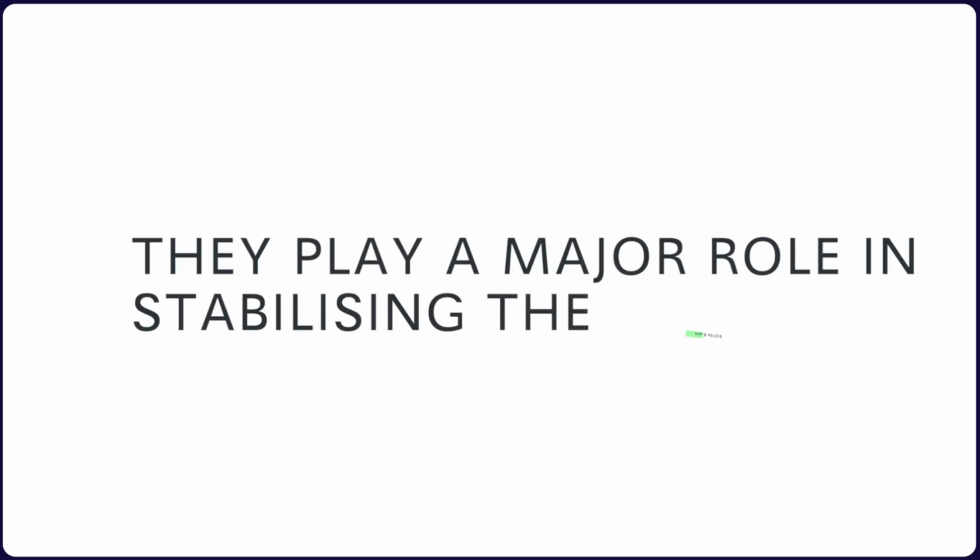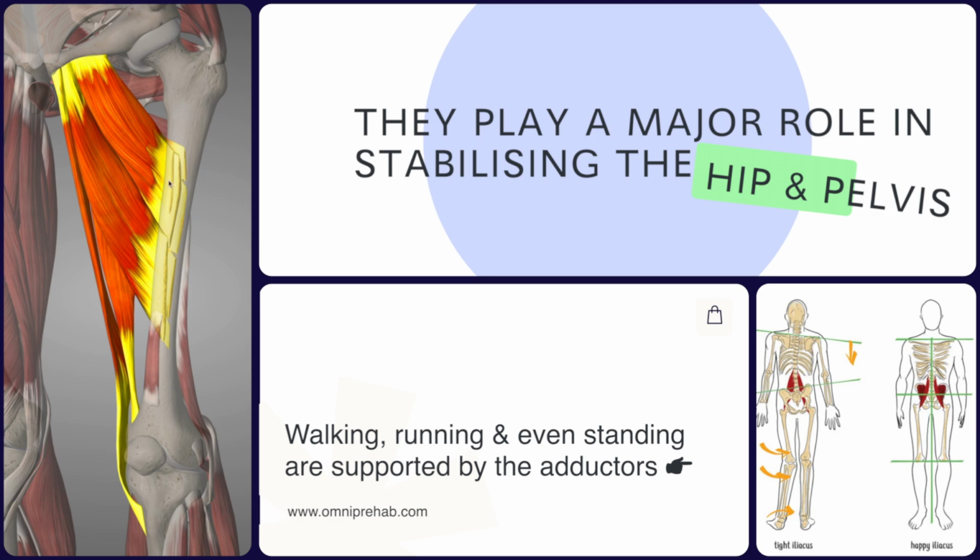The adductors also play a major role in stabilizing the hips and pelvis during everyday movements like walking, running, or even standing. When these muscles are weak or imbalanced, it can cause your pelvis to tilt to one side or your hips to shift out of alignment. This often leads to dysfunction elsewhere, especially in the knees.